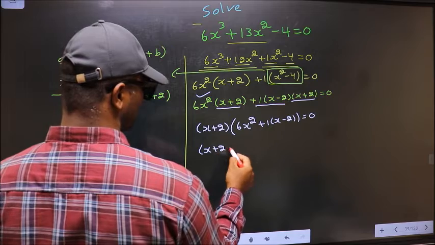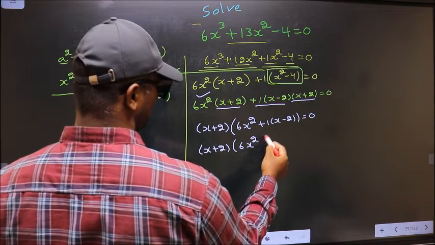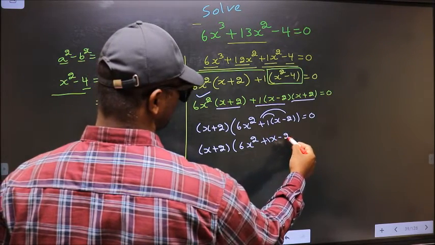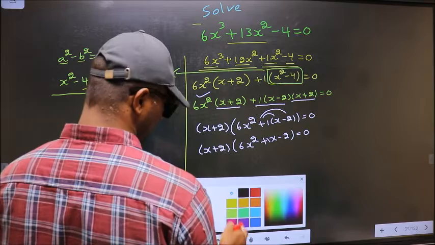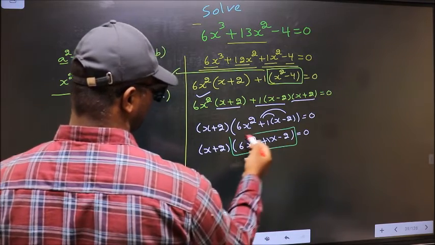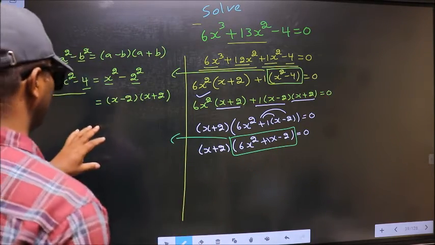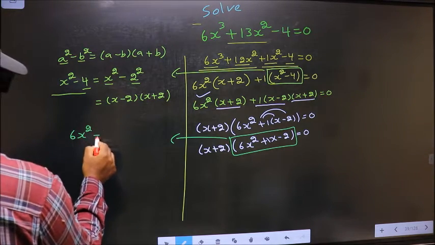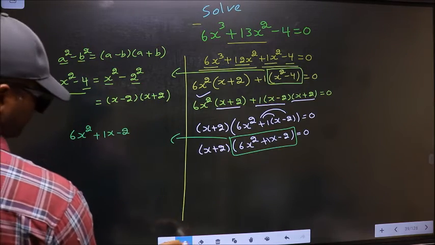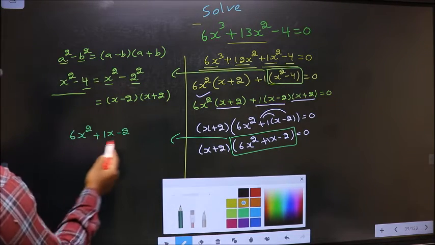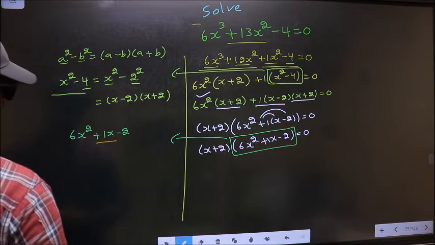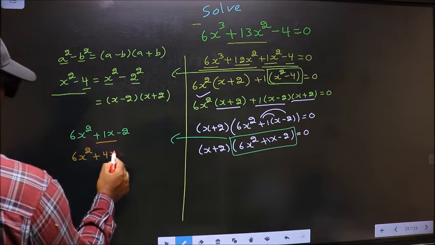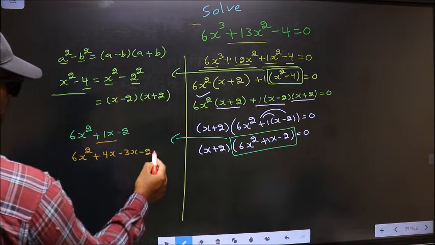Now x plus 2, 6x square. Now you open up the brackets, we get plus 1x minus 2 equal to 0. Now this quadratic, I will simplify it here, factorize it here, that is 6x square plus 1x minus 2. To factorize this, we should split the middle term plus 1x. So in place of plus 1x, now I write plus 4x minus 3x minus 2.